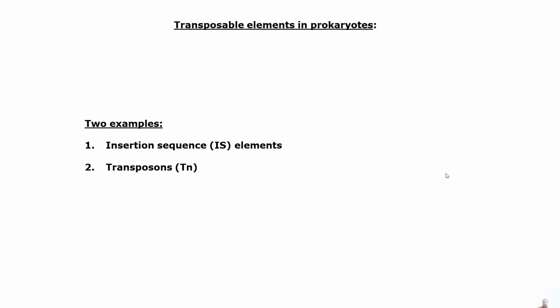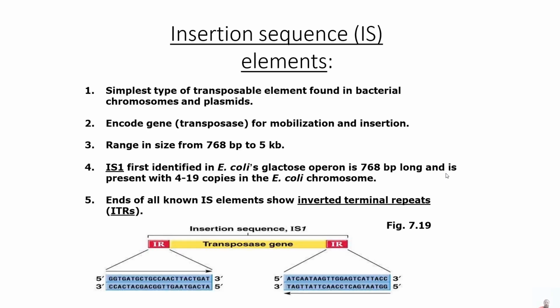Insertion sequences, elements, transposons. Now, what are insertion sequences or elements? The simplest type of transposable element, found in bacterial chromosomes and plasmids. They encode genes for transposase for mobilization and reinsertion. They range in size from 768 bp to 5 kb.